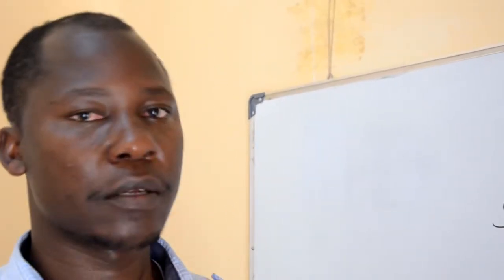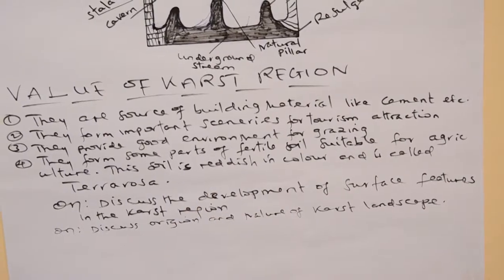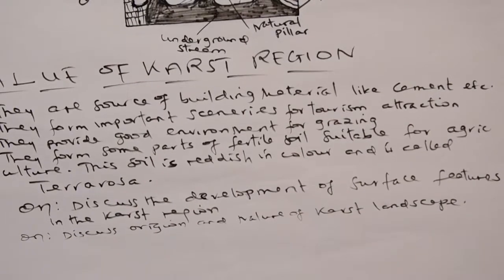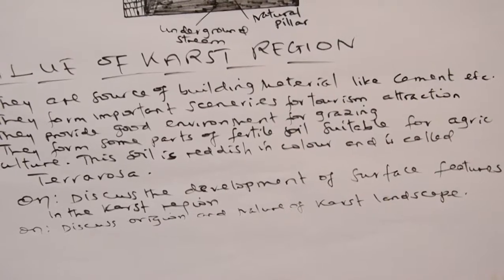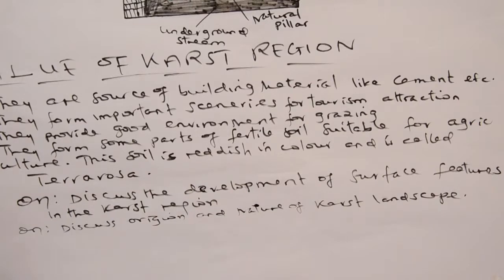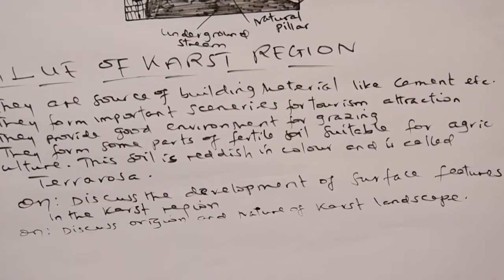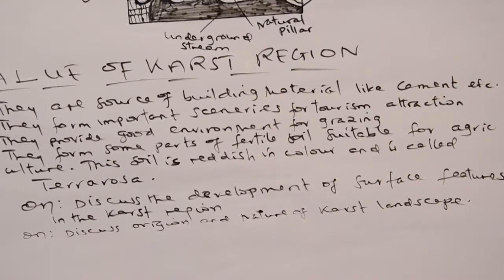Dear students, the second question is described as below. Discuss the development of surface and subsurface features in the karst region. Here you have to determine all the different features that take place on the surface, which is called the surface, and those features which take place within the surface, which is called the subsurface. Another question is: discuss the origin or nature of karst landscape. What are the factors that can cause this reaction? Therefore, you have to refer to the point of view.